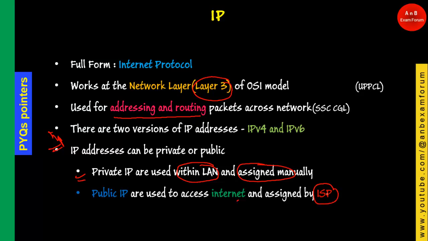Okay, let me repeat once again. There are two types of IP address, IPv4, that is IP version 4, and IP version 6, IPv6. And IP addresses can be private and public. Private are used within the LAN, whereas public IPs are used to access the internet.